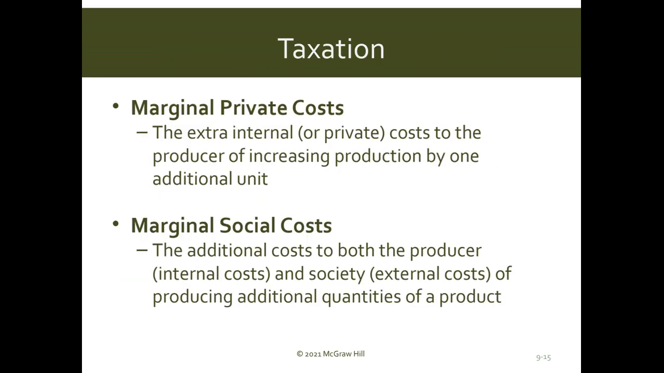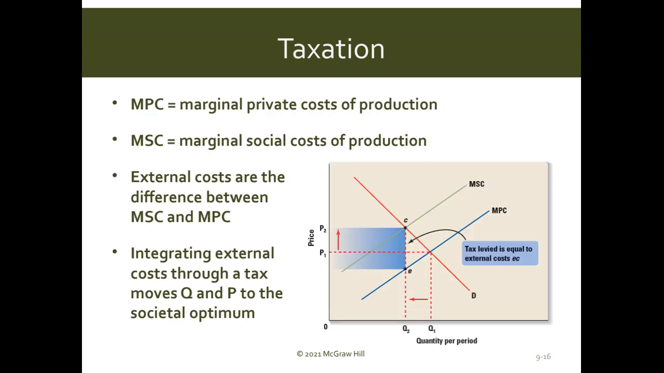So I've already discussed this, the marginal private cost and marginal social cost. The additional cost to both the producer, internal cost, that is marginal private cost, and society, external cost, of producing additional quantities of a product. I don't need to discuss this slide. This is a simple example I've already done in the elasticity chapter when a tax is imposed, right?